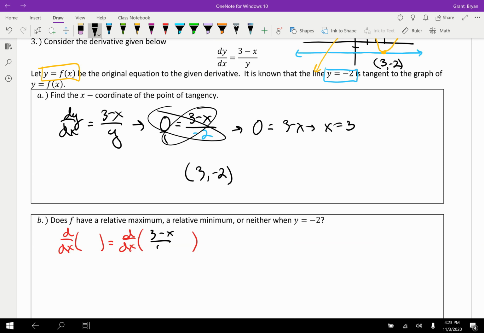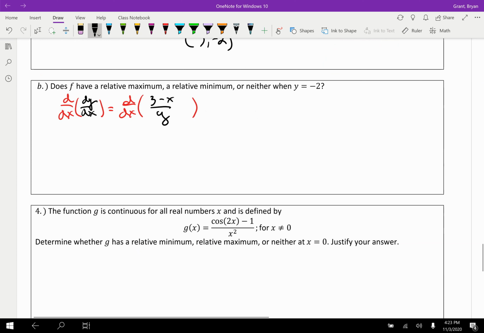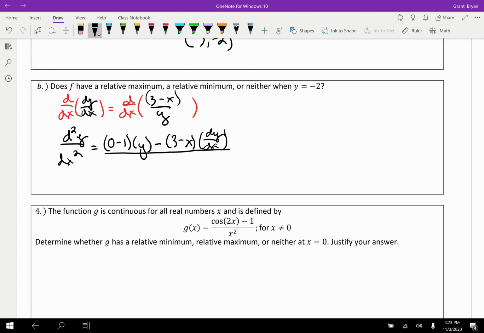So (3 minus x) divided by y, dy/dx, and I'll work top to bottom here. So we get d squared y over dx squared, and then quotient rule. So we'll start with the top. Derivative of the top is 0, and then x is -1. We keep y the same, minus (3 minus x), and then the derivative of y with respect to x, dy/dx, all of this divided by the denominator squared.